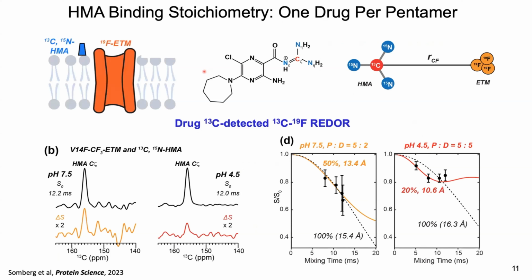And now comes the question of finding out where HMA binds relative to the protein. Here's the first piece of data, where we combined the C13, N15 labeled drug with a fluorinated peptide. We introduced the CF3 trifluoromethyl fluorinated phenylalanine into the N-terminal region of the peptide, and we detect the carbon-13 signal of the guanidinium moiety of HMA. We want to see how that carbon-13 signal of the drug is affected by the fluorinated protein, as a way of asking how far apart these two are.